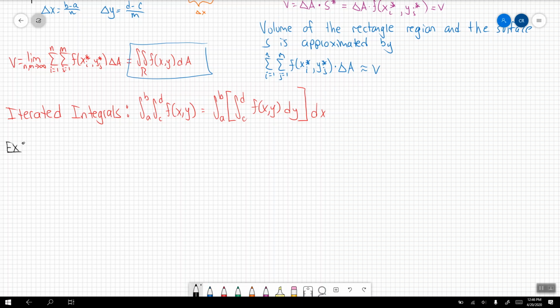Now let's check out this example here. So we want to evaluate this integral from 2 to 3, then from -1 to 1, for 16xy minus 9x squared plus 1, and this is going to be dy dx. All right, so again, we're going to work from the inside out.